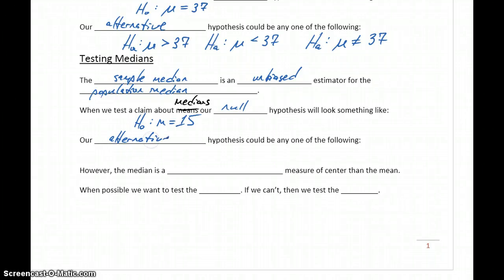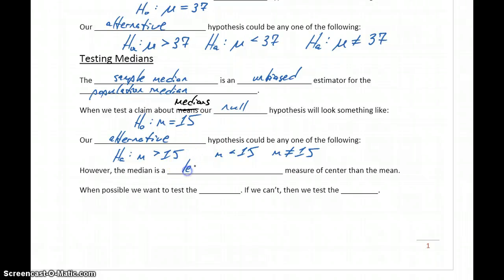The alternative hypothesis then will take on any of those three forms for a strict inequality. So we could have the median is greater than 15, we could have the median is less than 15, or we could have the population median simply being not equal to 15. So the null hypothesis is, again, an exact equality. The alternative will be one of these three versions of a strict inequality.